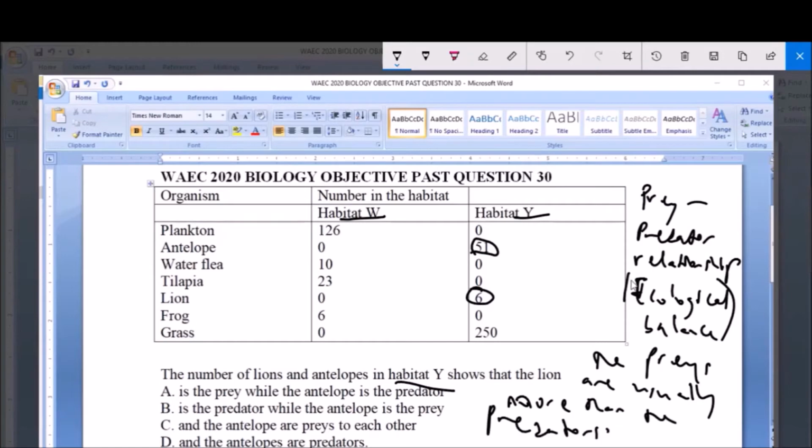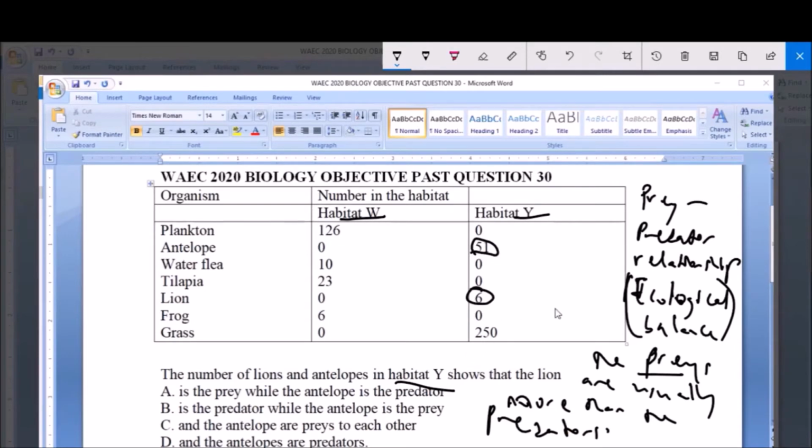Now this is, like I said, for the sake of ecological balance, because if you do not have the preys more than the predators, if you have more predators than preys, the predators will outnumber the preys, and eventually those preys will no longer exist in that particular habitat. So for the purpose of ecological balance, you usually have more preys than predators. And from what we have in this habitat, the antelopes are significantly more in number when compared to the lions, as you have 51 antelopes and you have 6 lions.